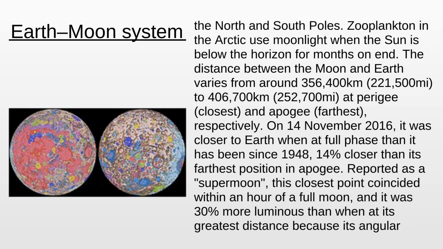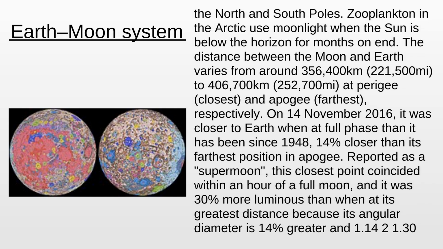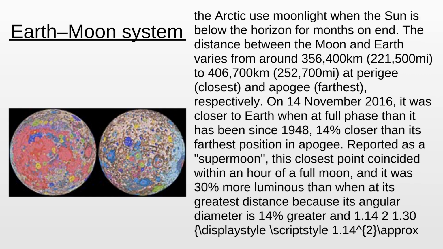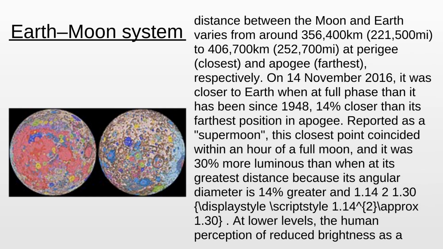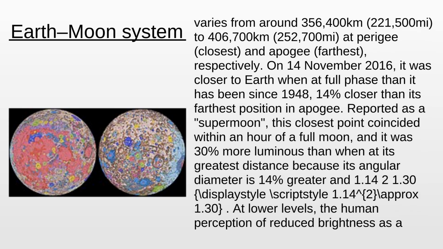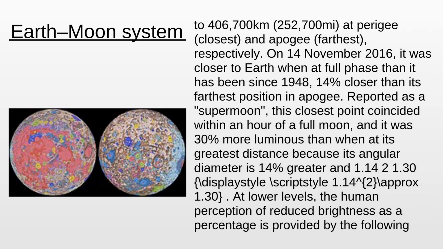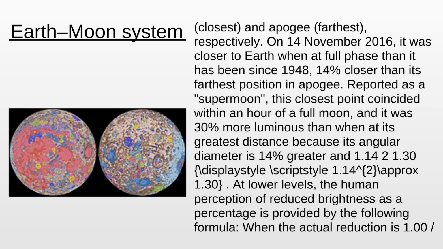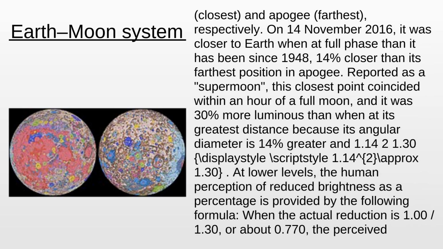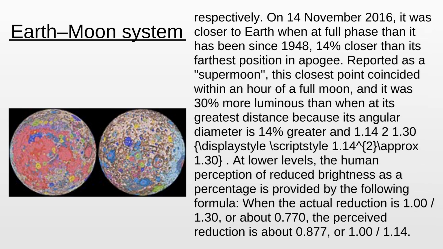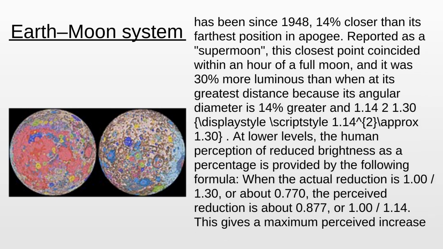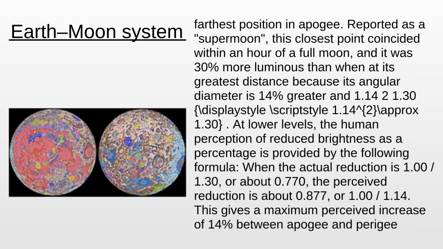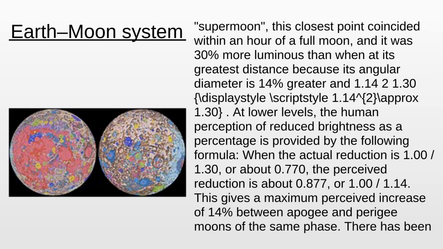The distance between the Moon and Earth varies from around 356,400 kilometers, 221,500 miles, to 406,700 kilometers, 252,700 miles, at perigee, closest, and apogee, farthest, respectively. On November 14, 2016, it was closer to Earth when at full phase than it has been since 1948, 14% closer than its farthest position in apogee.